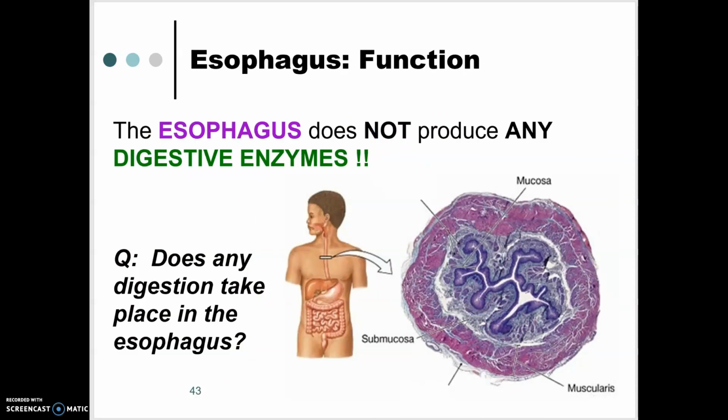Okay, now the esophagus is not an organ that produces any digestive enzymes, and the question there says, does any digestion take place in the esophagus? And the most obvious and right answer is going to be no, but you could argue that since digestion started taking place in the mouth, those enzymes are still in contact with the food, so they're going to be digesting stuff as they move through. But as you know, food passes through the esophagus very, very quickly, so for the most part, we say no digestion happens in the esophagus.